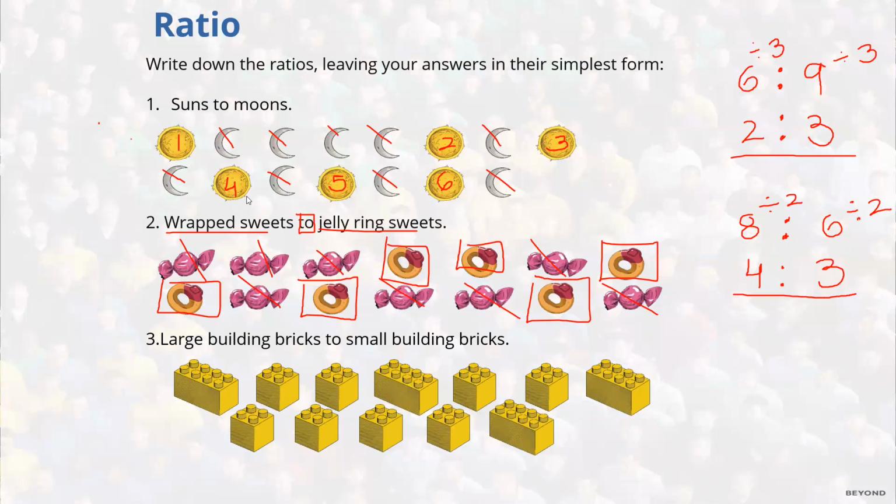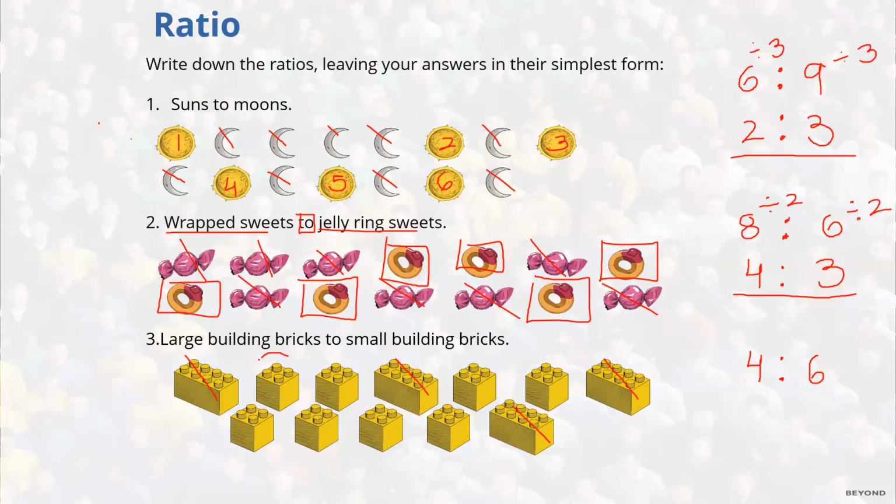Alasia, help me with number 3. Large building bricks to small building bricks. 4 large building bricks and 6 small building bricks. Okay, so you're saying it's 4 to 6. Let's see how many big blocks we have. 1, 2, 3, 4. She's right.